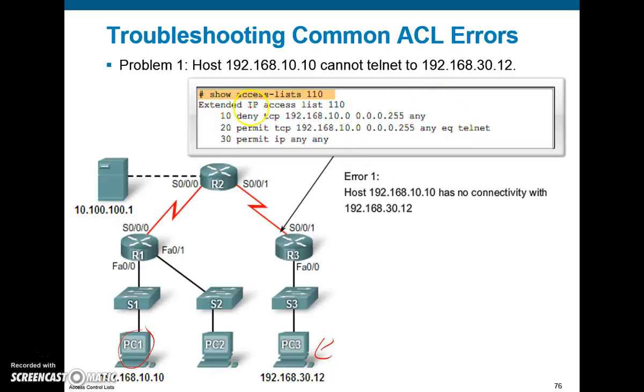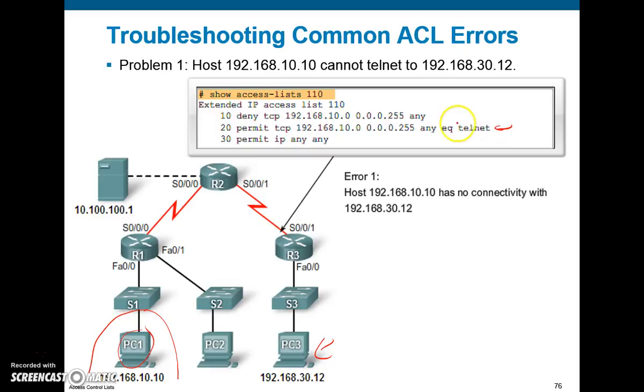In this ACL, you're supposed to deny TCP packets from the 192.168.10 network, because the wildcard is 0.0.0.255, to any networks. That means any PC from this network will not be able to send TCP packets to any networks. The second rule is supposed to allow telnet from the 192.168.10 network to any networks, equal to the destination port telnet. But PC1 is unable to do that. Why is it so?